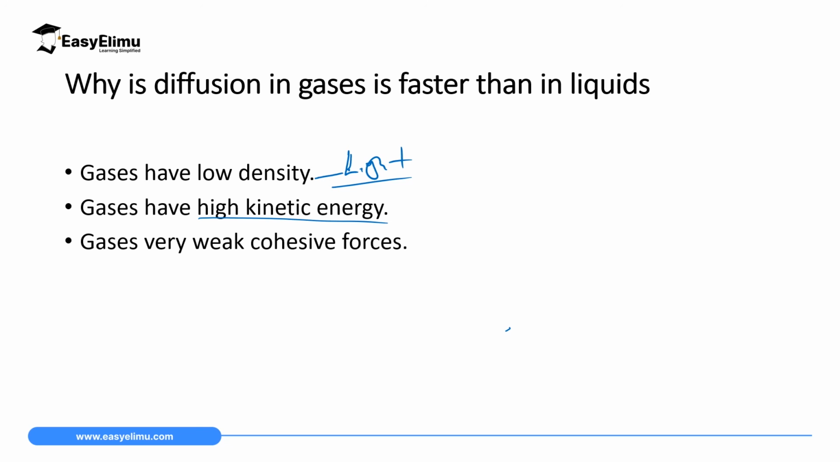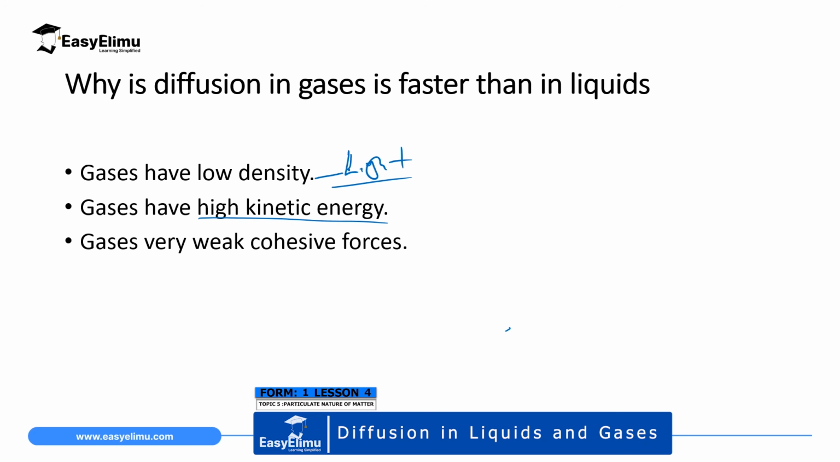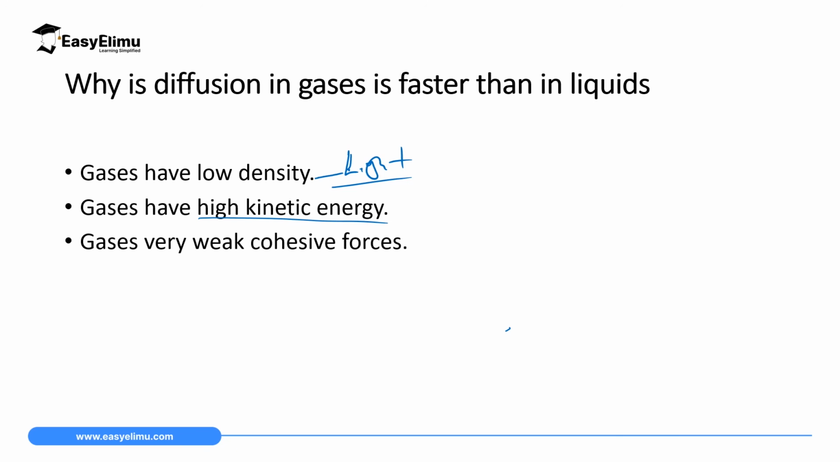So the kinetic energy of gases is very high, and especially when you increase the temperature, the kinetic energy will increase exponentially and the gases will be moving very fast. Now, the third reason is that gases have very weak cohesive force. If the force of attraction between the molecules is very weak, then it means the particles are free to move.